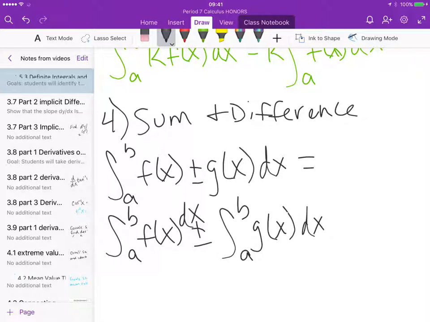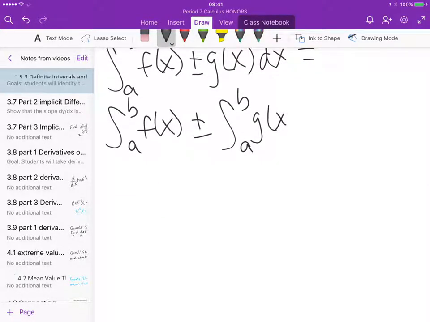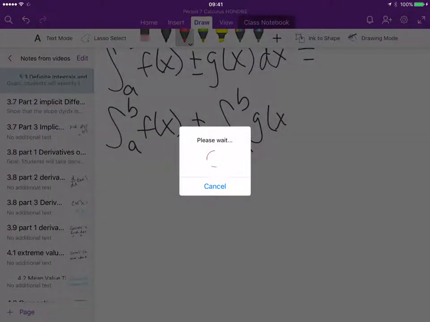The next one we're going to call the additive property, or additive rule.